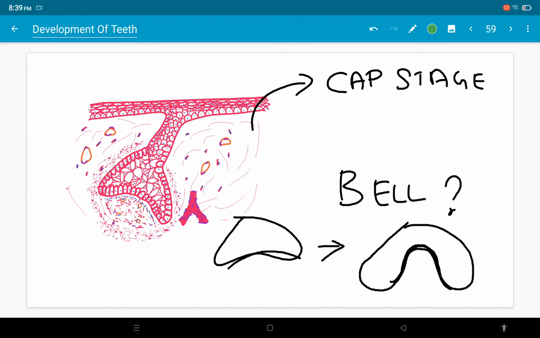So hello, in the last video we saw about cap stage, right? In this video we will see about bell stage, the next stage in tooth development. So literally, where did the name bell come from?